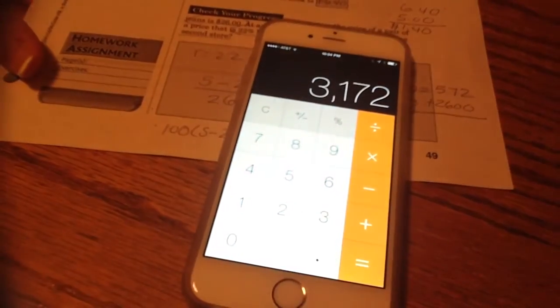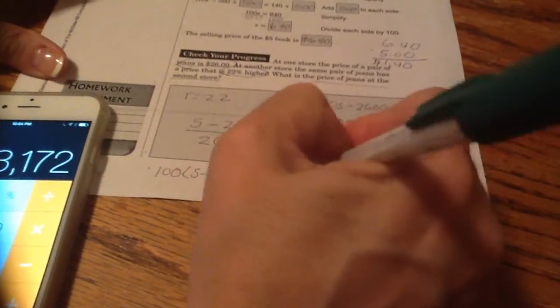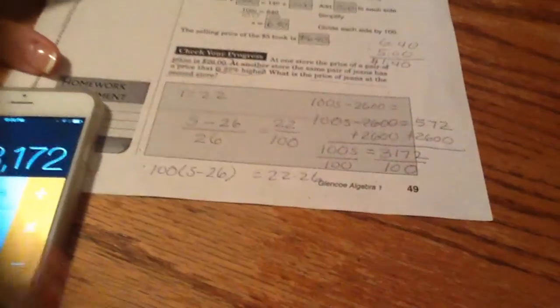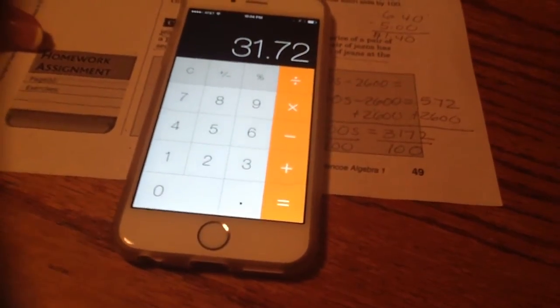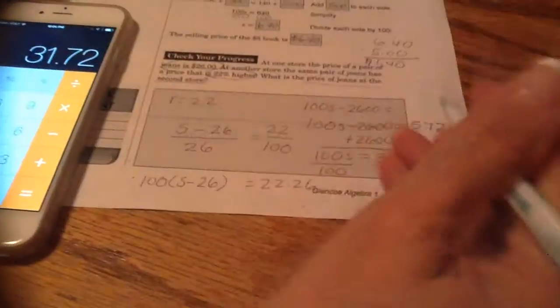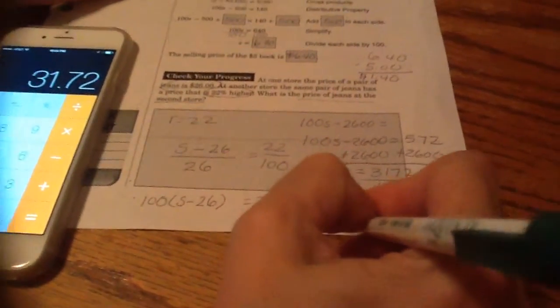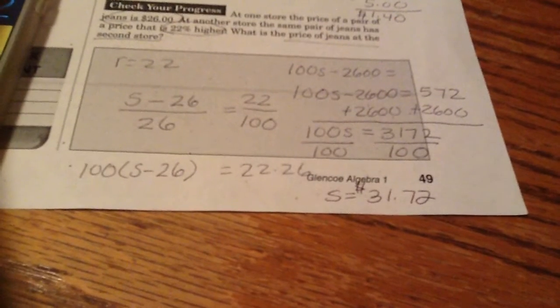Bring down 100S. 572 plus 2600 is 3,172. We divide both sides by 100. So let's try that. 3172 divided by 100 tells me that the jeans at the other store are $31.72. So the second store is selling the jeans, the same pair of jeans, for $31.72, a 22% increase.